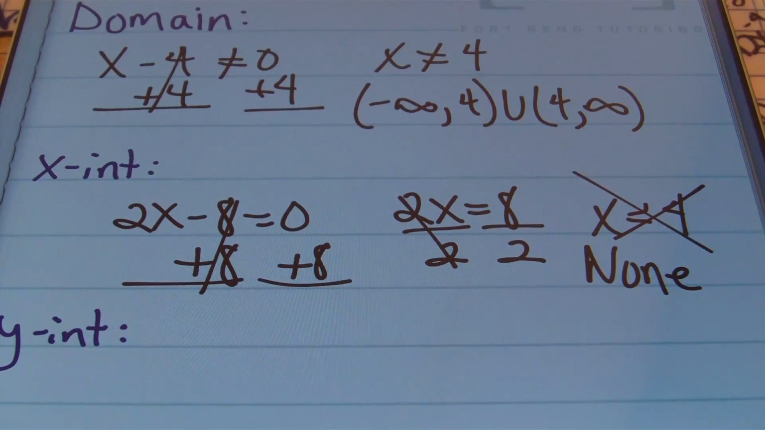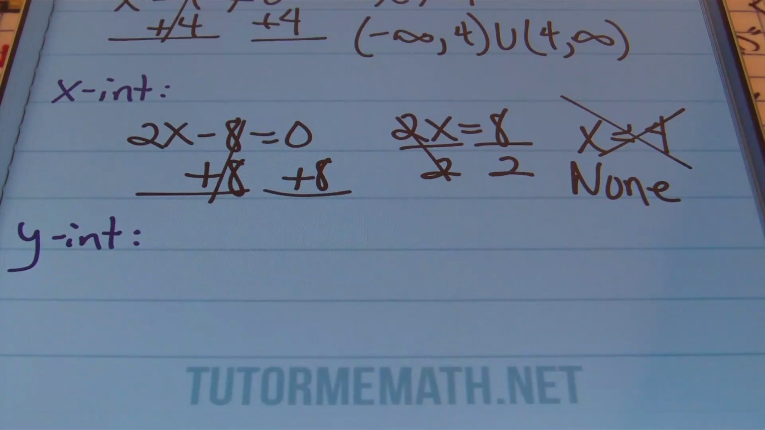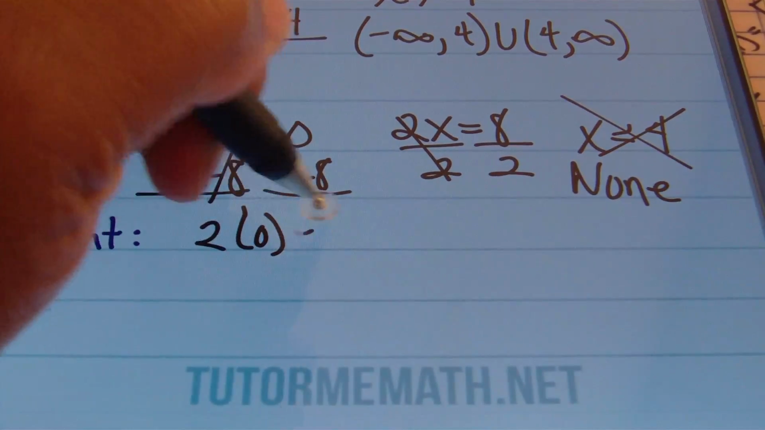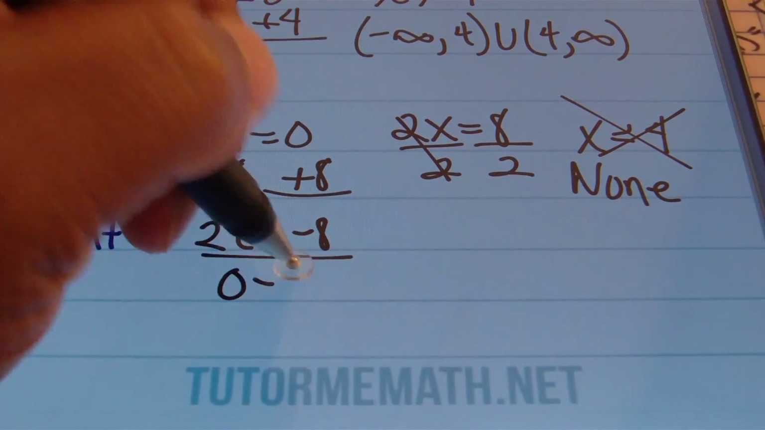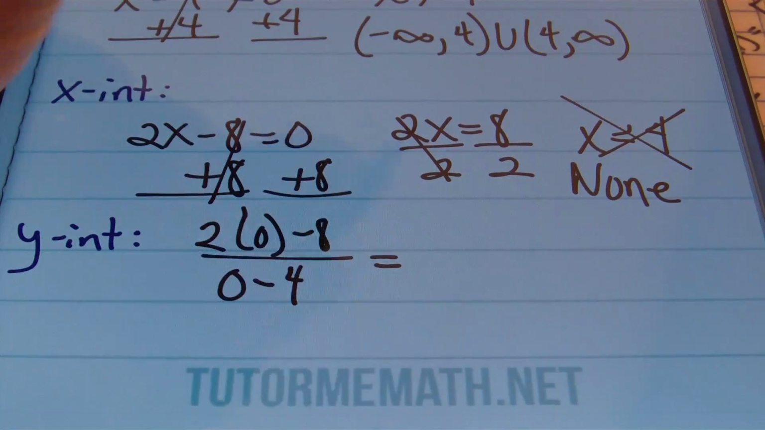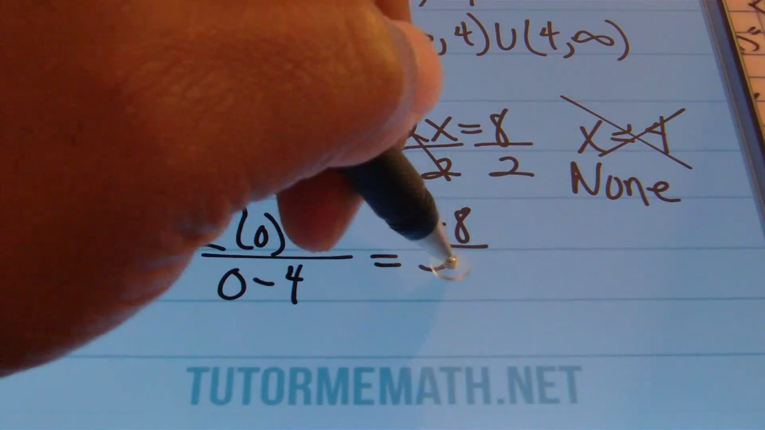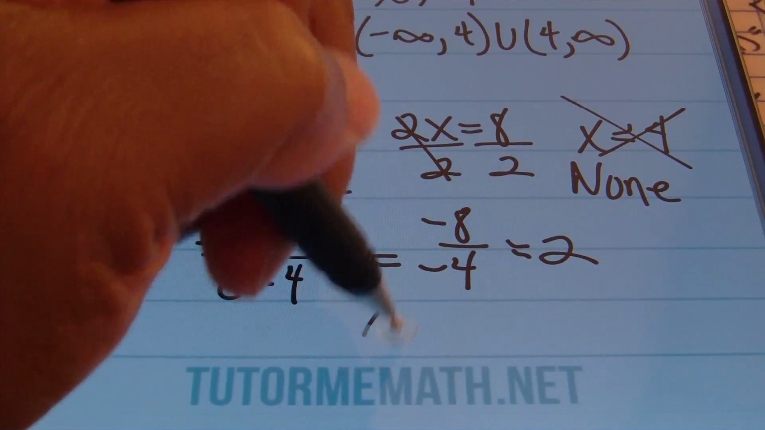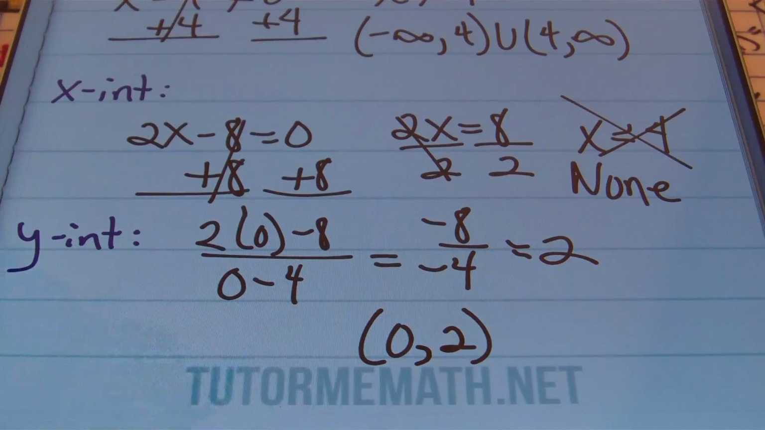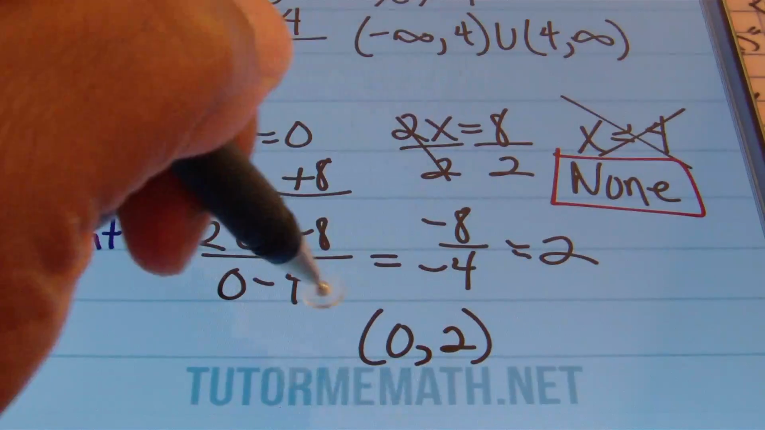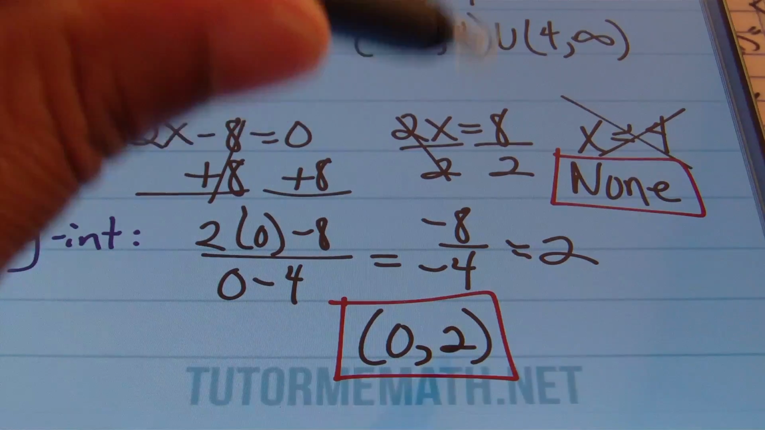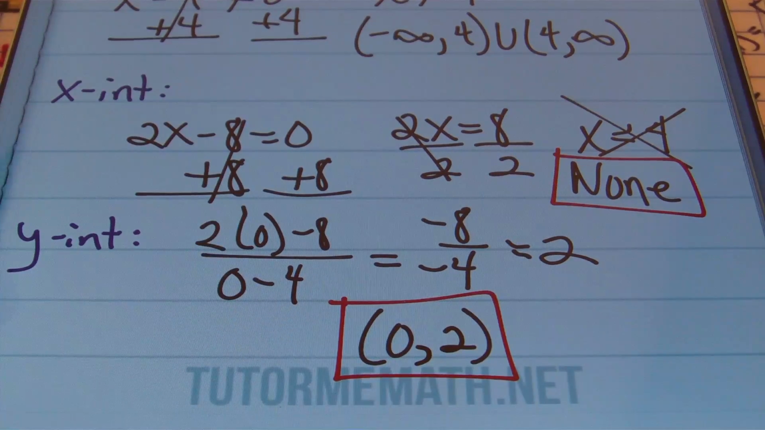As far as the y-intercept is concerned, however, you'll be replacing all the x's in the original problem with 0. So it becomes 2 times 0 minus 8 divided by 0 minus 4. This gives me negative 8 divided by negative 4, which is positive 2. So my y-intercept for this problem is going to be at the point (0, 2). So boxing up my answers, I have none, and I also have a y-intercept of (0, 2). So no x-intercept, but we do have a y-intercept. Let's go ahead and plot that.